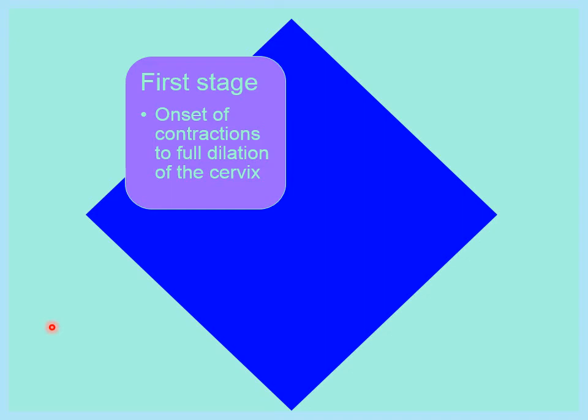During the latent phase, there is more progression and effacement of the cervix and little increase in descent. During the active and transition phases, there is more rapid dilation of the cervix and an increased rate of descent in the presenting part.